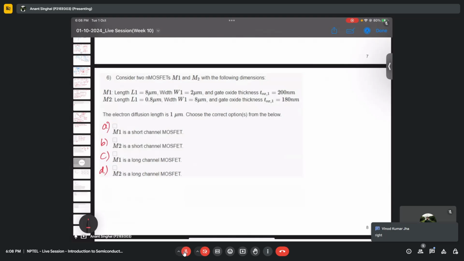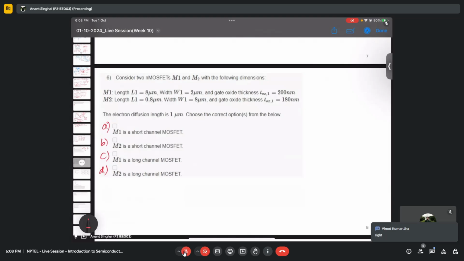So we can see that the channel length for M1 is 8 micron. For M2 it is 0.8 micron. And it is saying the diffusion length is 1 micron. I hope you remember this diffusion length. A collision of an electron will only happen if the length is more than 1 micron. So if I try to make n plus, n plus, and this length is, let's say for the second case, 0.8 micron, the diffusion will never happen and it will always be in a depletion region. That is a characteristic of a short channel MOSFET.